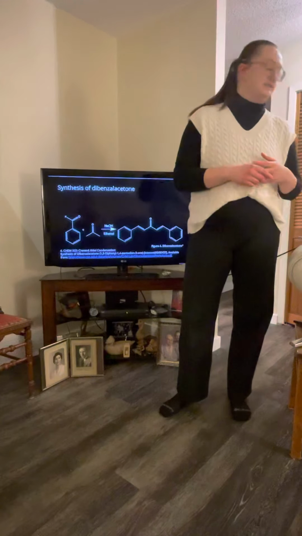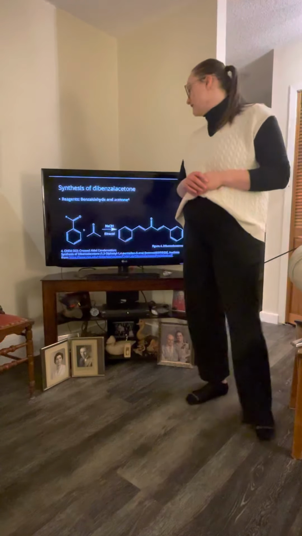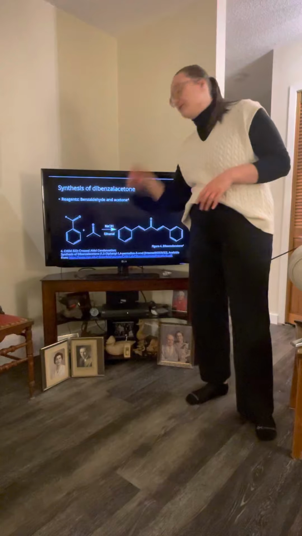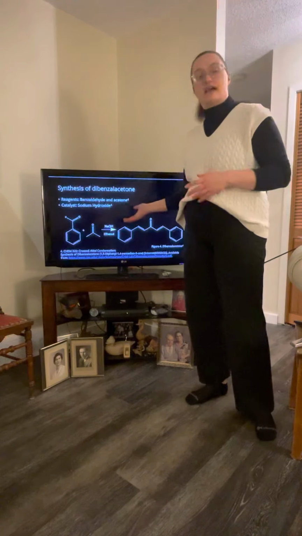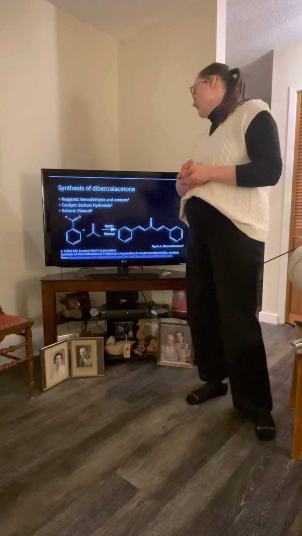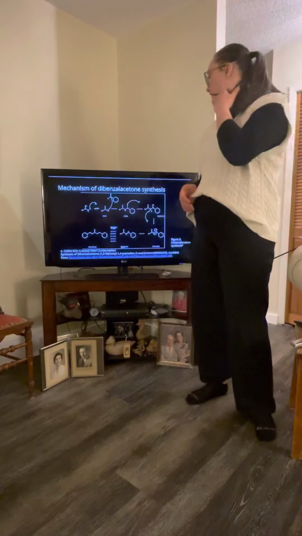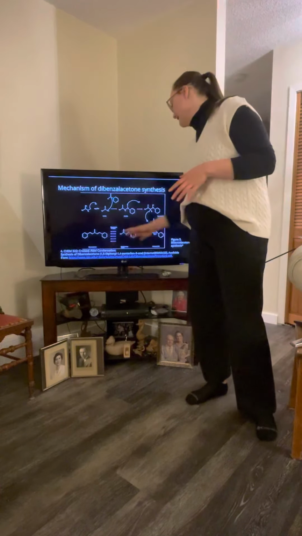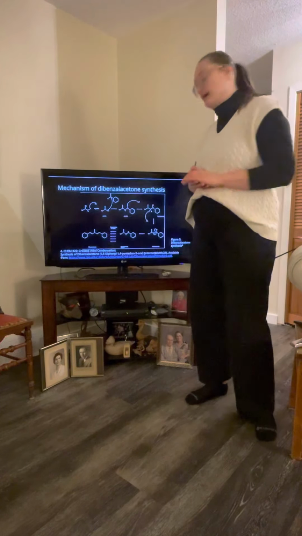For the synthesis of dibenzyl acetone, the reagents that we use are benzaldehyde and acetone, seen there and there. It's a base catalyzed reaction, so we use sodium hydroxide as our catalyst, and the solvent is ethanol. It produces our dibenzyl acetone by this mechanism seen here. It's a 5-step mechanism.